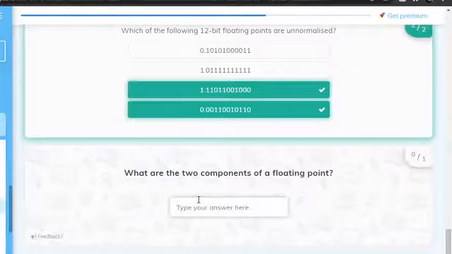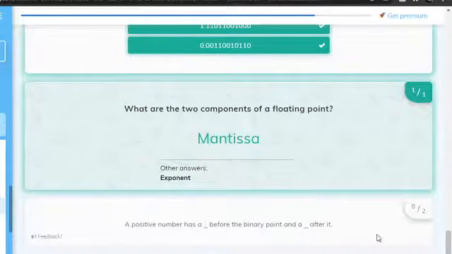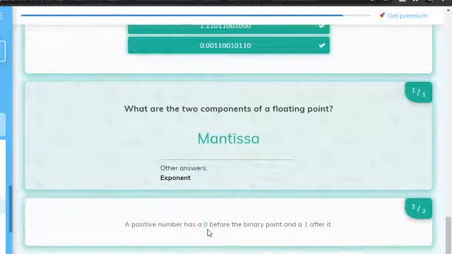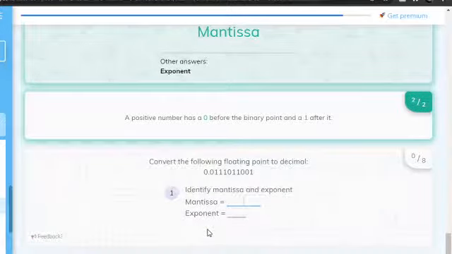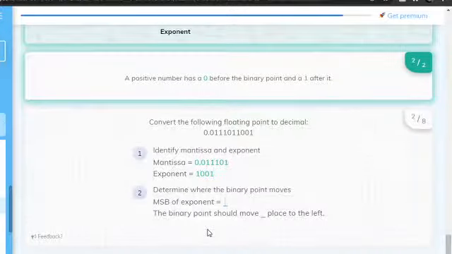What are the two components of a floating point? Mantissa and exponent. A positive number has a 0 before the binary point and a 1 after it. That's to make it normalized. So convert the following floating point to decimal. The mantissa is 0.011101, and the exponent is that. So the exponent is 9.